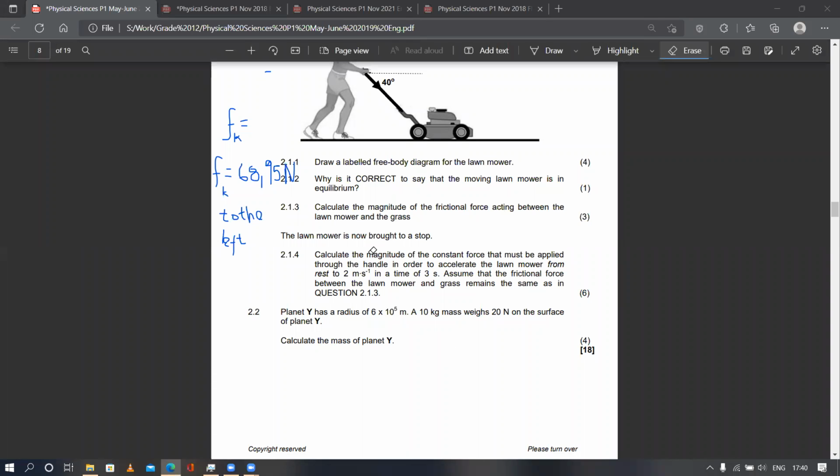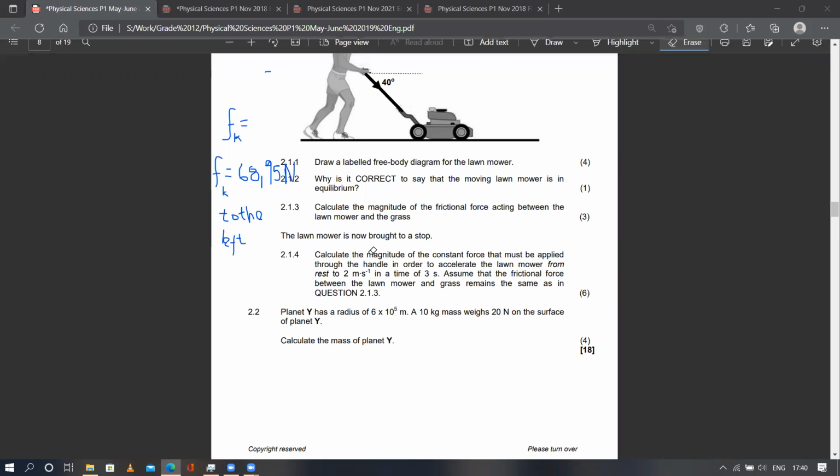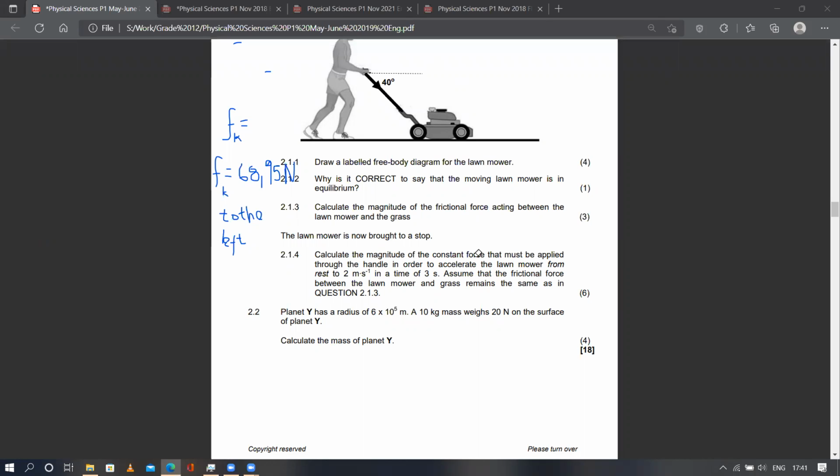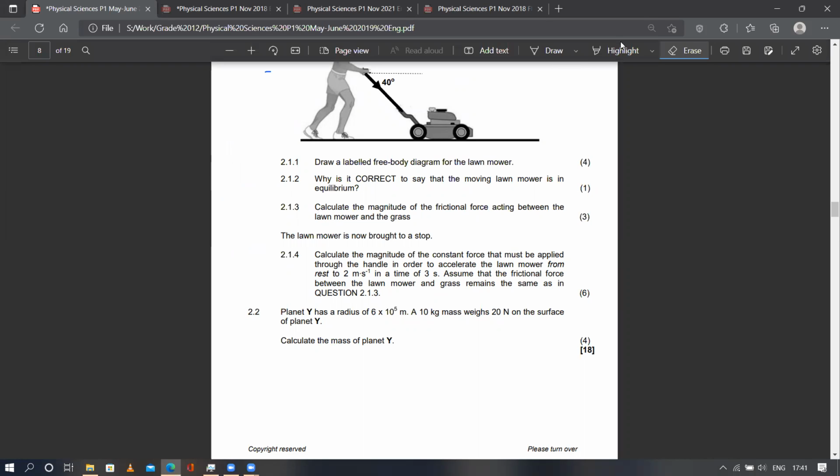So the lawnmower is now brought to a stop. Calculate the magnitude of the constant force that must be applied through the handle in order to accelerate the lawnmower from rest to 2 meters per second in a time of 3 seconds. So now they want us to find the force that must be applied.